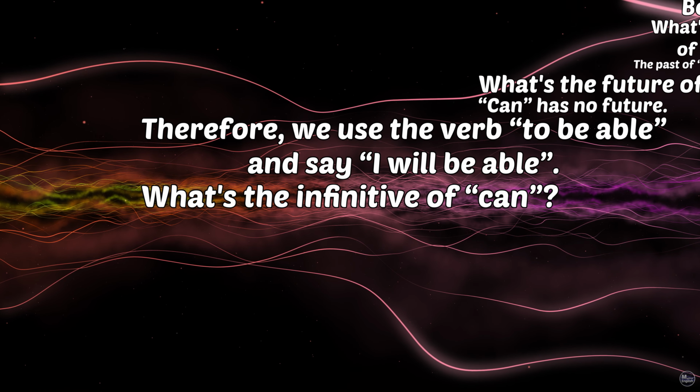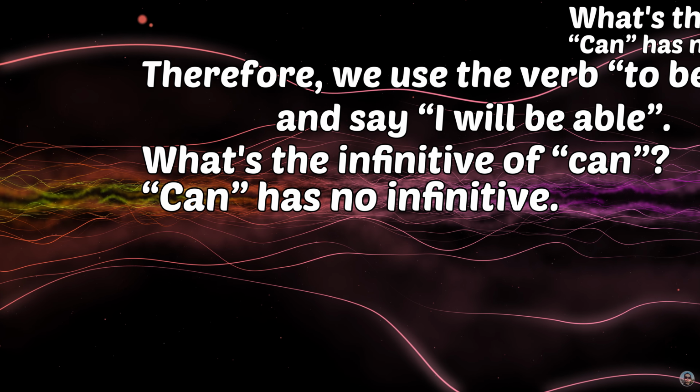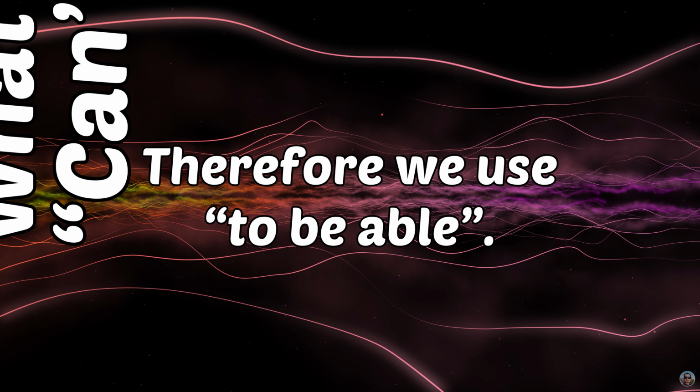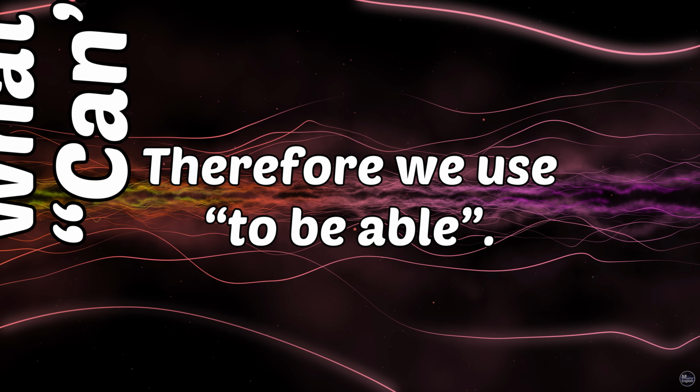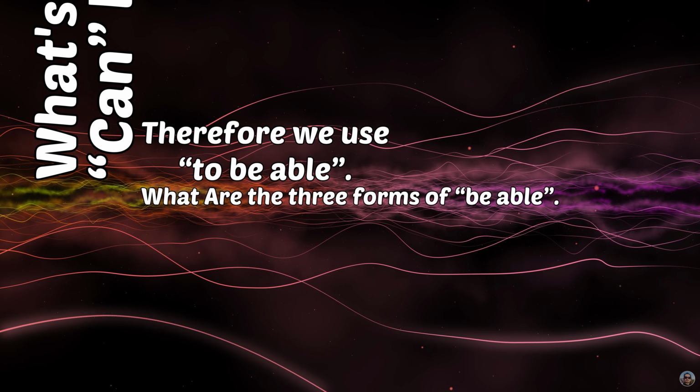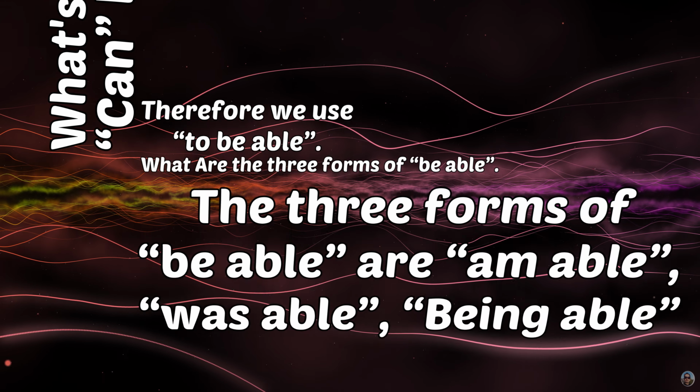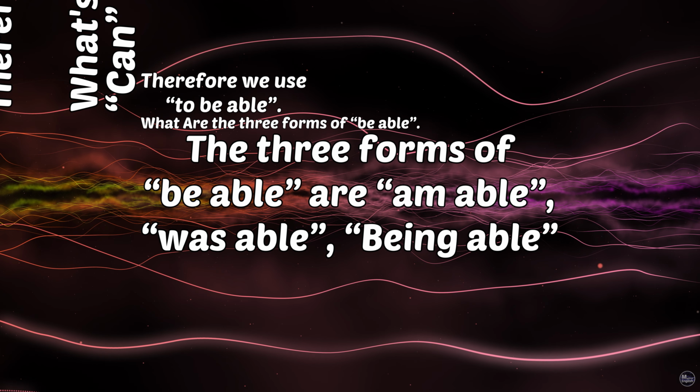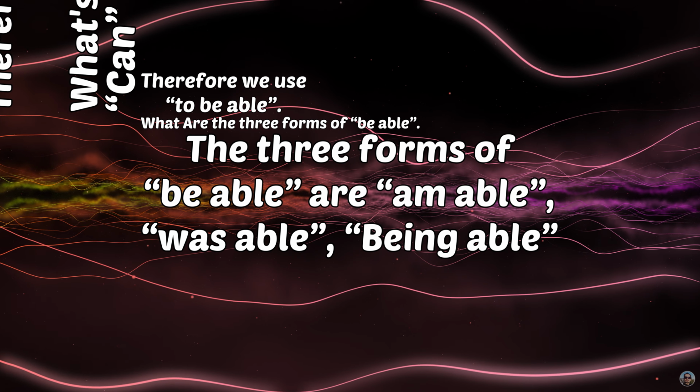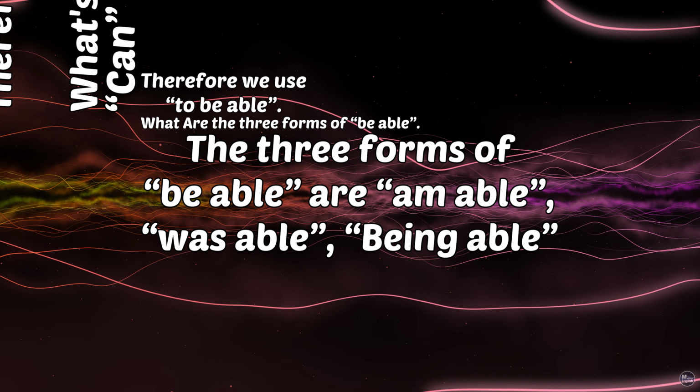What's the infinitive of can? Can has no infinitive. Therefore, we use to be able. What are the three forms of be able? The three forms of be able are am able, was able, been able.